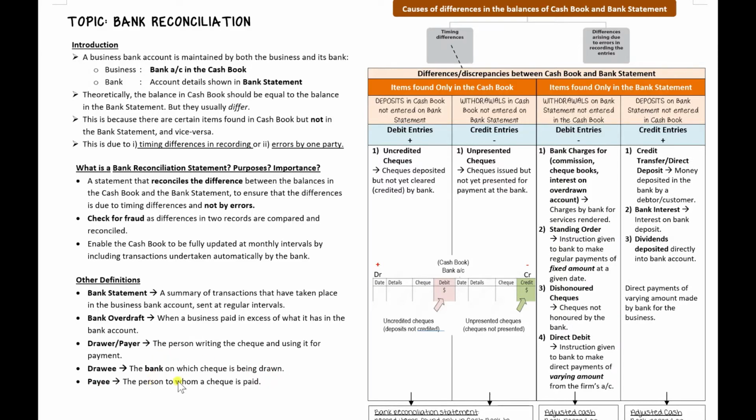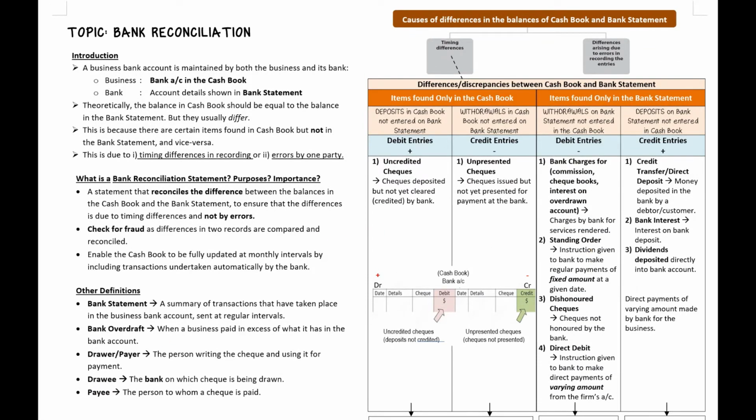Payee is the person to whom a check is paid. For example, if the business paid Ali, then Ali is the payee. Now, the causes of difference in the balance of the cash book and the bank statement. As we already mentioned, the difference is either due to timing differences or due to errors.